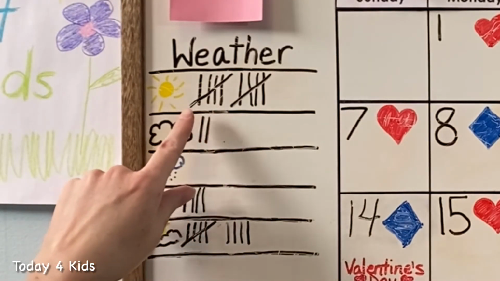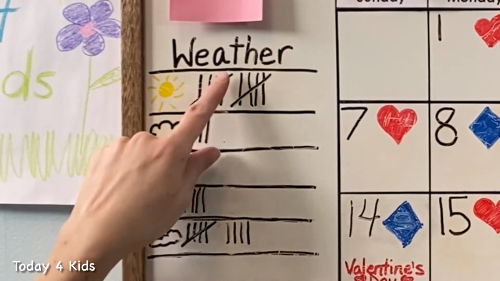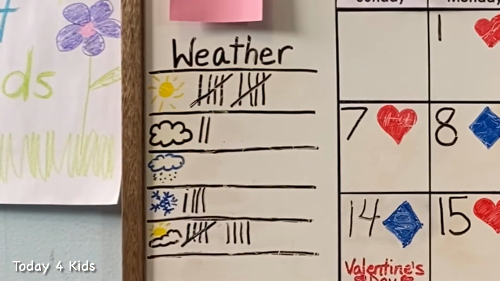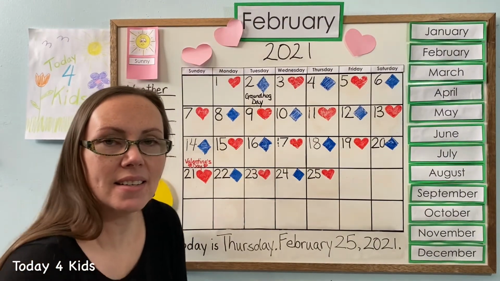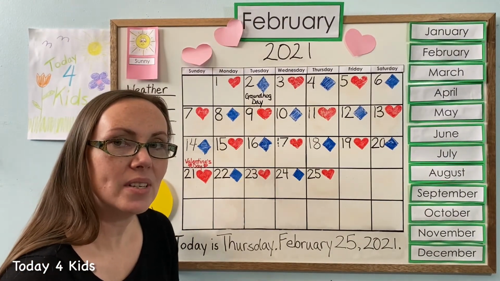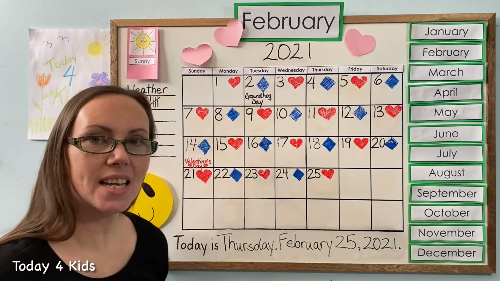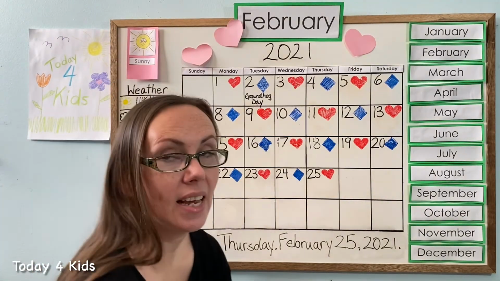Let's count these all and see if we guess the right number. 1, 2, 3, 4, 5, 6, 7, 8, 9, 10. 10 sunny days. Did you guess 10? 9 plus 1 equals 10. So does 5 plus 5 equals 10. Good job. Next, let's do our agenda.